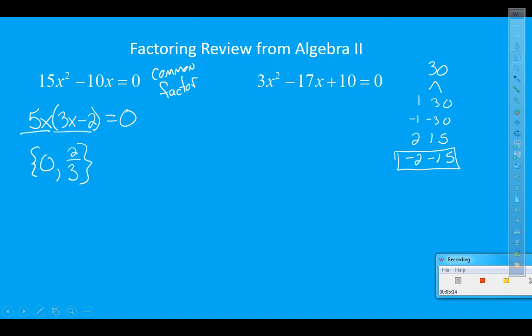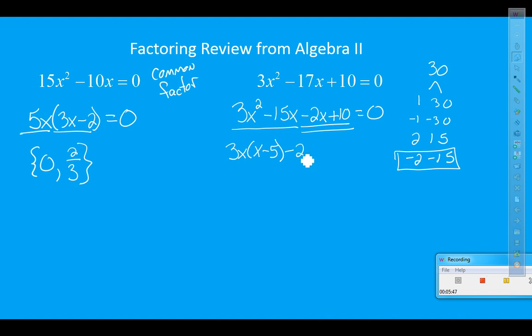Now here's your next step. You guys wrote this as 3x squared. Use whichever one of these you want to use first. I'm going to go negative 15x minus 2x plus 10 equals 0. So all I've done, guys, is I've expanded this negative 17x. Now we group these two terms together, take out a 3x, which leaves an x minus 5. Out of these two terms, I'm going to factor out a negative 2, whatever this sign is, which leaves me also an x minus 5.